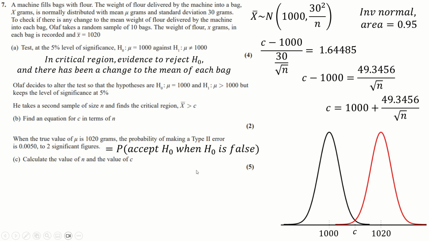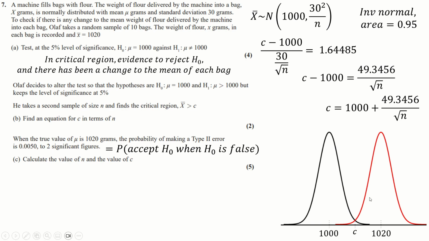But of course, H0 is actually false. This is the true distribution. So therefore, below C to accept H0, but this is the true distribution, is in this area here below the red graph, just this area here. And we want the probability of that. We want the area of this region below the red graph right here. We want that to be 0.05.